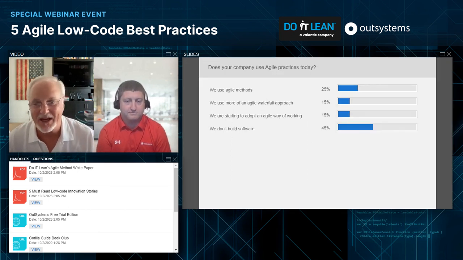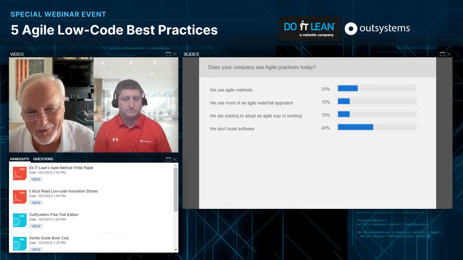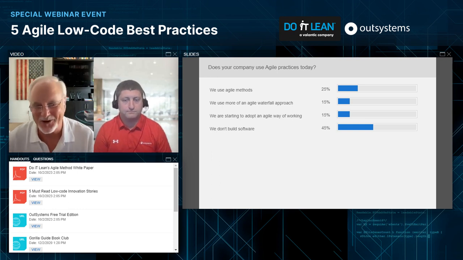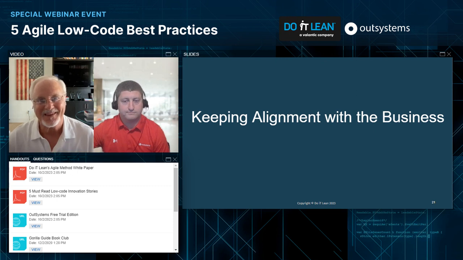About 30% of you are using Agile methods. Very cool. Some are still using sort of a Scrum-fall or whatever you want to call it, an Agile waterfall approach. Some are starting to adopt, and then we still have a percentage of you who really aren't building software today. Fair enough. As I suspect, a lot of you who do build software are using some form of Agile, so that's cool.